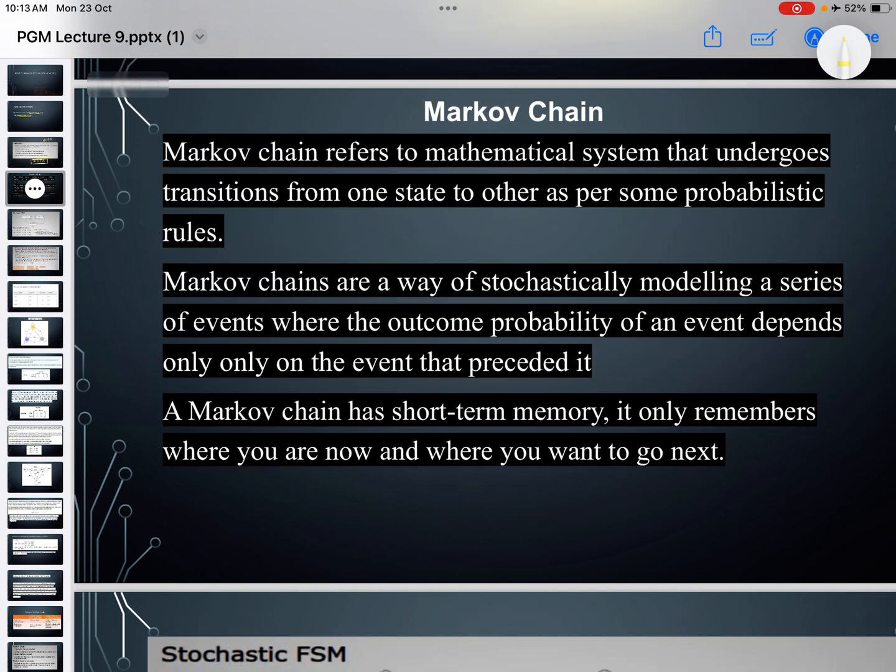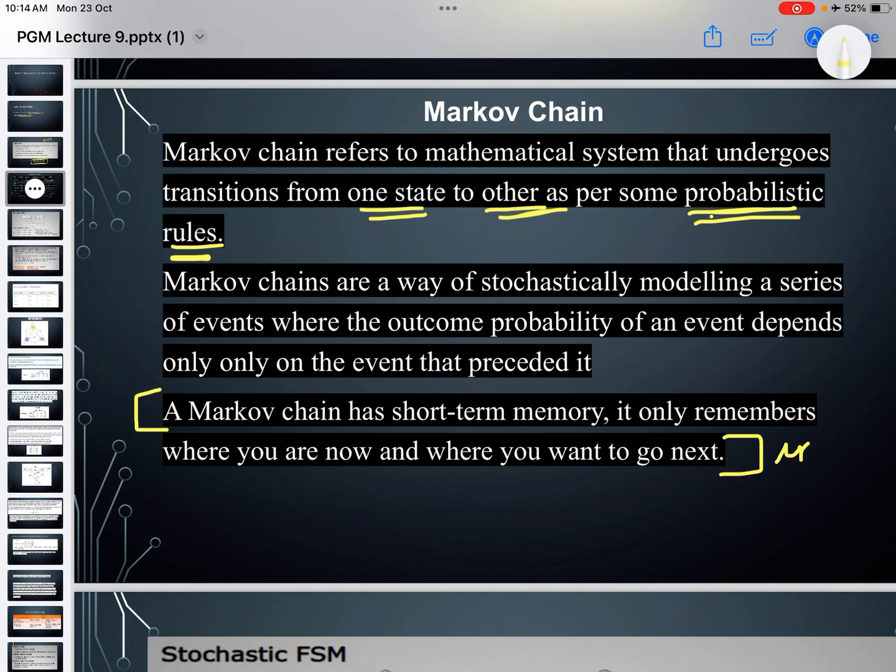Markov chain refers to a mathematical system that undergoes transition from one state to another as per some probabilistic rules. Markov chains are a way of stochastically modeling a series of events where the outcome probability of an event depends only on the event that preceded it. A Markov chain has a short-term memory. It only remembers where you are now and where you want to go next.